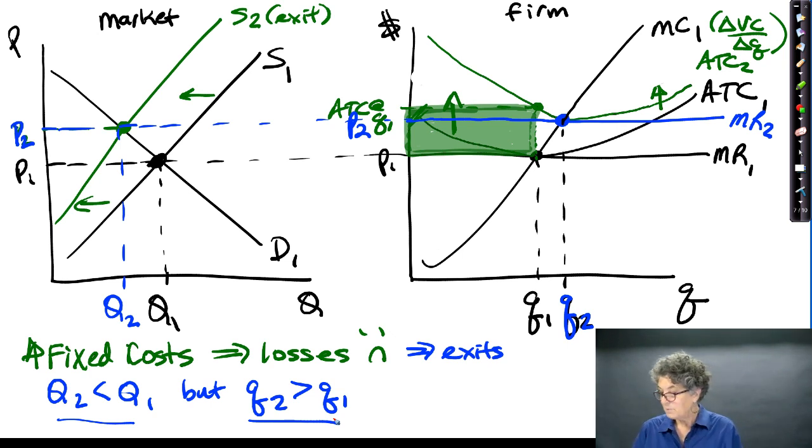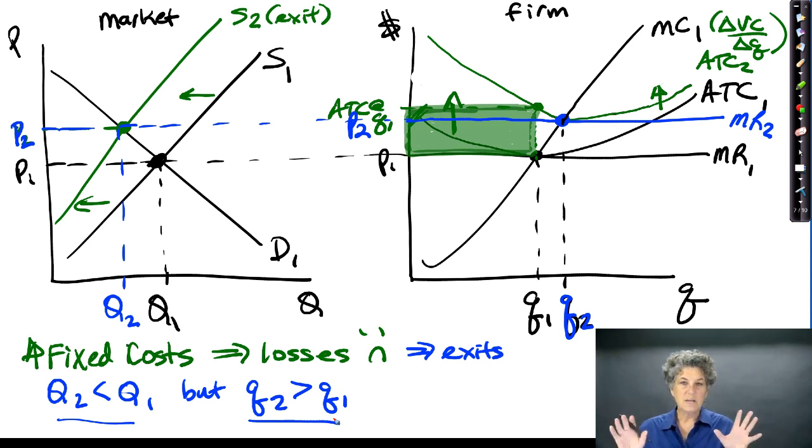All right, that was 3 different pictures. That took quite a little while, but I hope that was helpful to you. 3 different pictures that showed you the effect in the long run, first of an increase in demand, second of an increase in input costs, variable costs, and third of an increase in fixed costs.